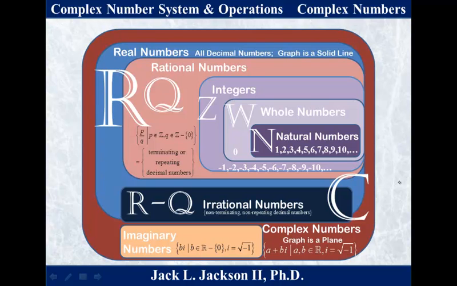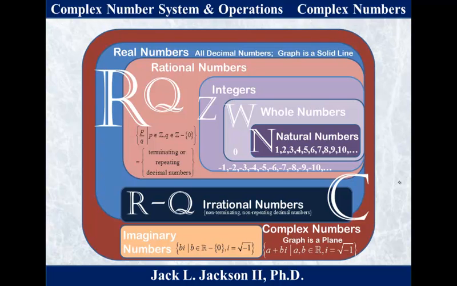Now, we go out one more step and we get what are called the complex numbers. And the complex numbers are the real numbers along with some more numbers, the non-real complex numbers. Their numbers are of the form a plus bi, where a and b are real numbers, and i is the principal square root of -1. It's our imaginary unit.